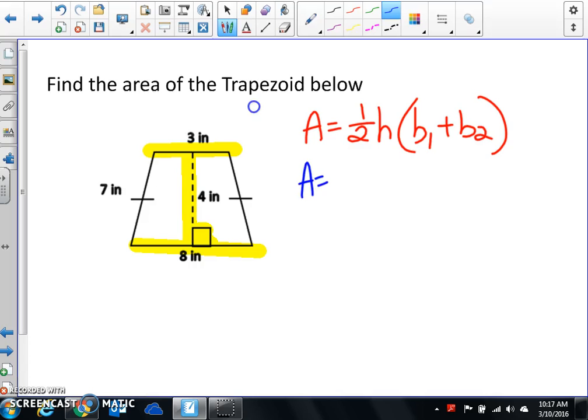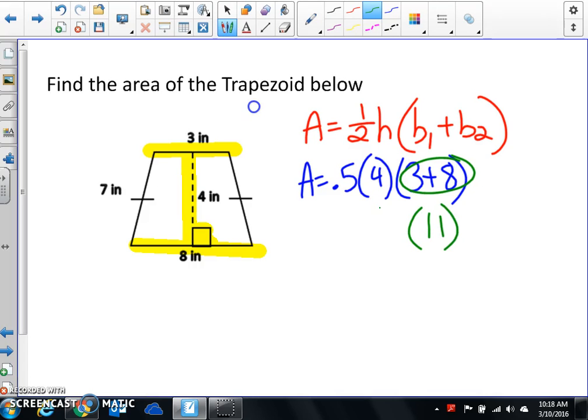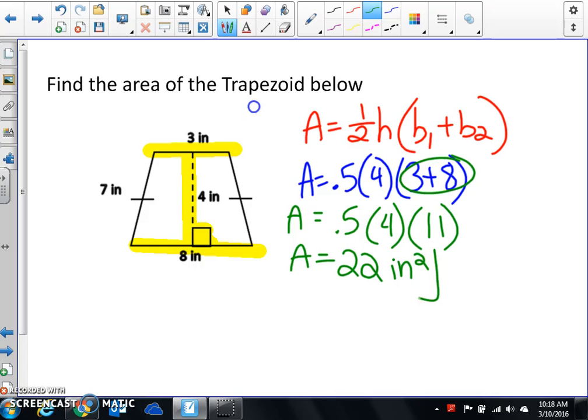So area equals 0.5. My height is 4. My first base is 3. My second base is 8. I need to do this first, order of operations. So 3 plus 8 is 11. And then I just grab my calculator and I put in 0.5 times 4 times 11, and that should give me 22 inches squared.